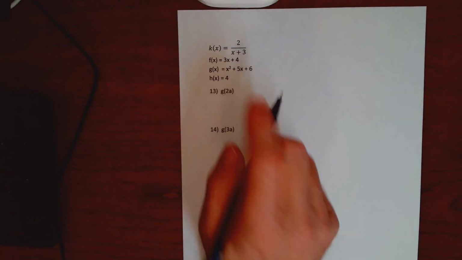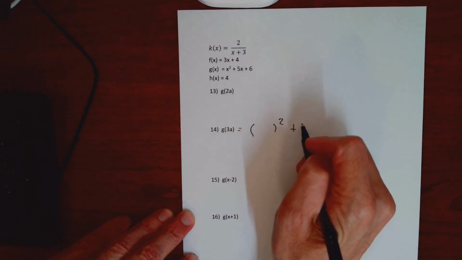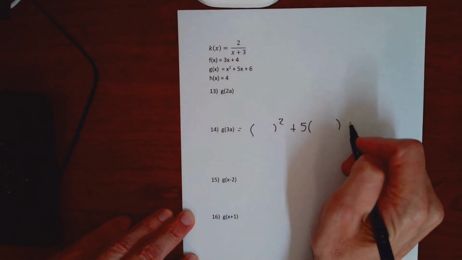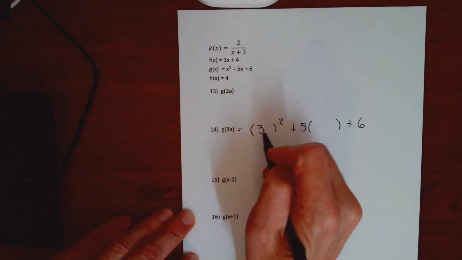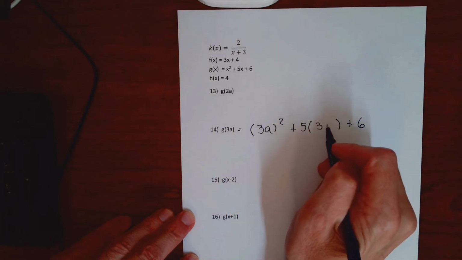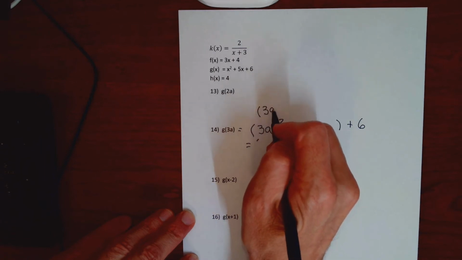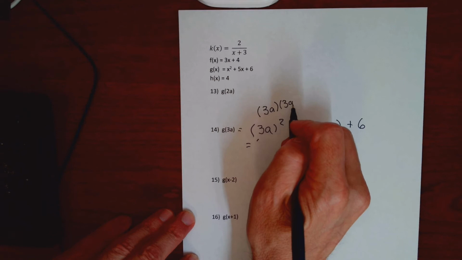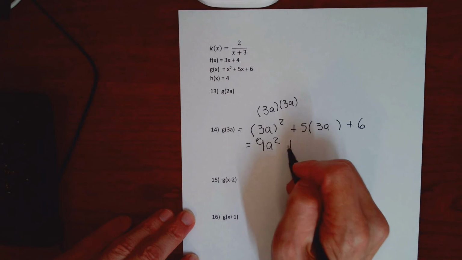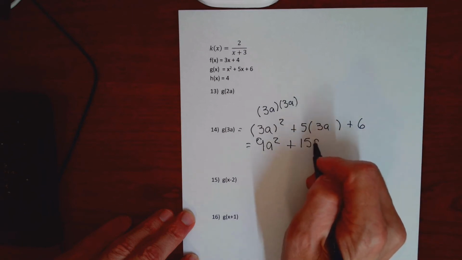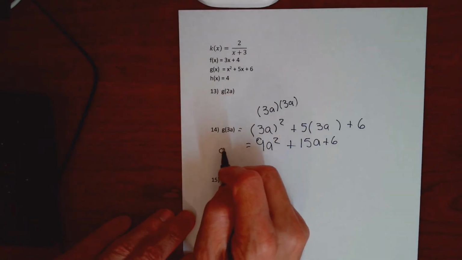14 calls out the g function, wants me to find g of 3a. The g function is x squared plus 5x plus 6. I'm going to change each of the x's to 3a. This is going to factor. I'm not going to factor this. Let me just simplify the best I can. 3a squared is 3a times 3a, which is 9a squared. Oh, maybe I will factor a little bit. 5 times 3a is plus 15a, plus 6 is plus 6. I'd live with this for an answer. This I'd give you full credit on a test.